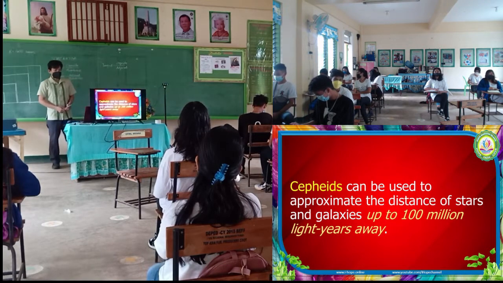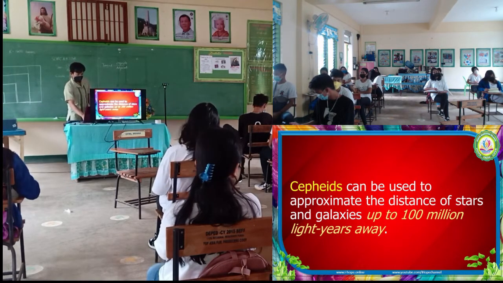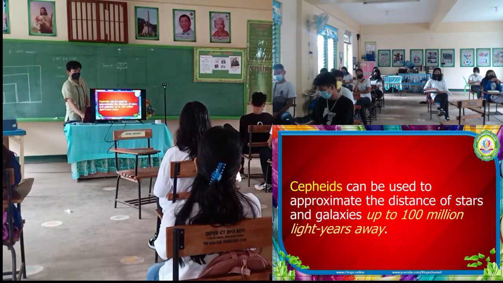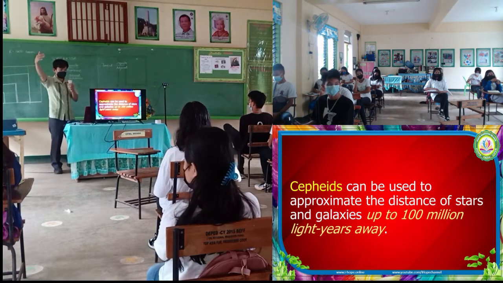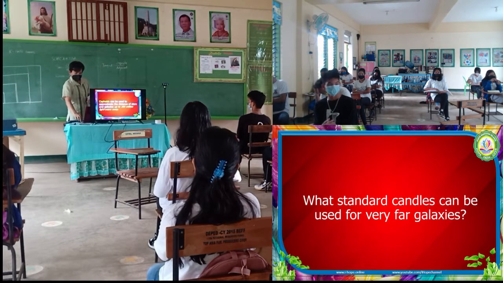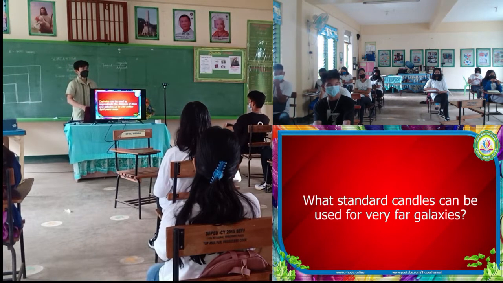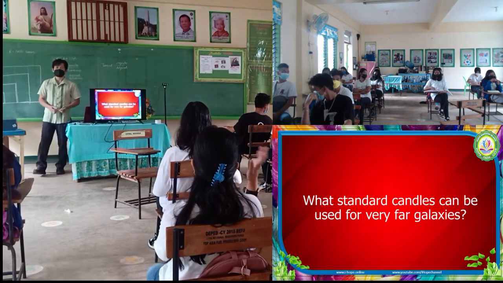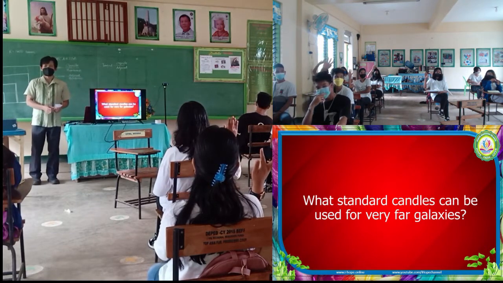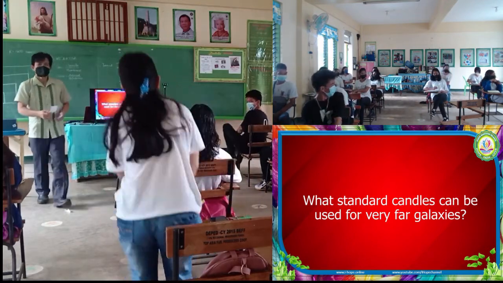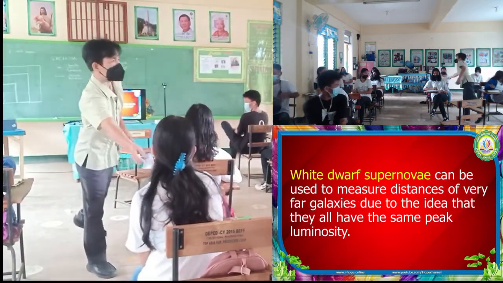Okay? Cepheids can be used to approximate the distance of stars and galaxies up to 100 million light years. Amo na yung limit. Hindi na siya magdaku. So, for longer distances, ara na sa nilain nga standard candle. So, what standard candles can be used for very far galaxies? Okay, white dwarf supernova. Supernovae.